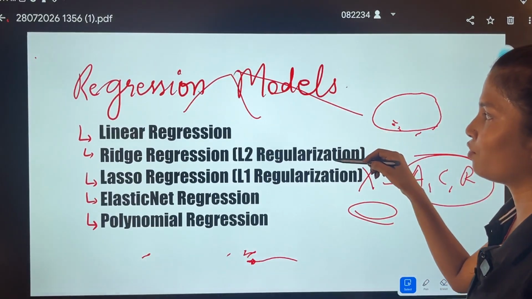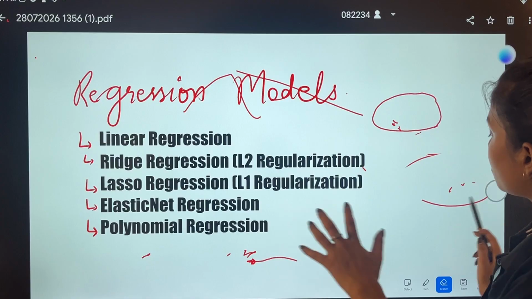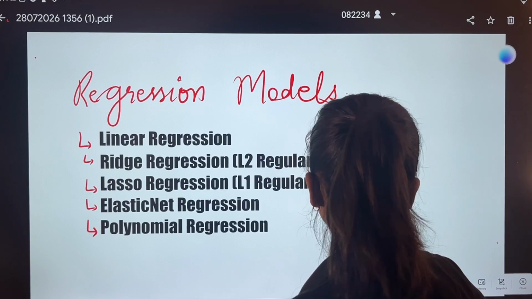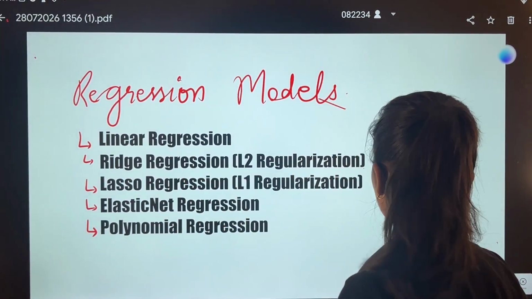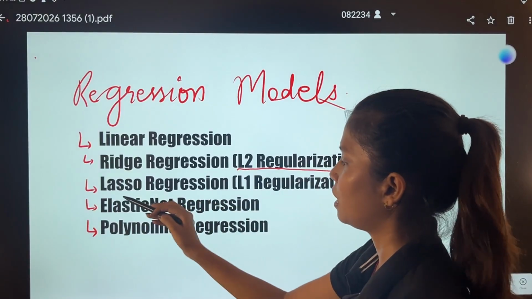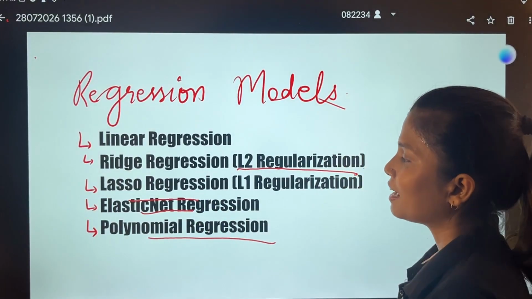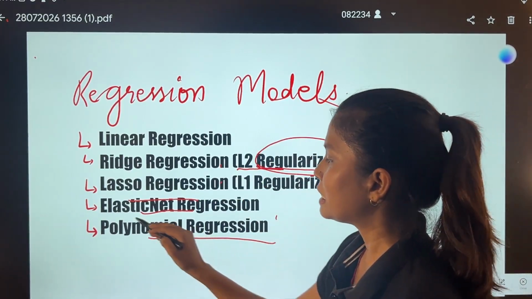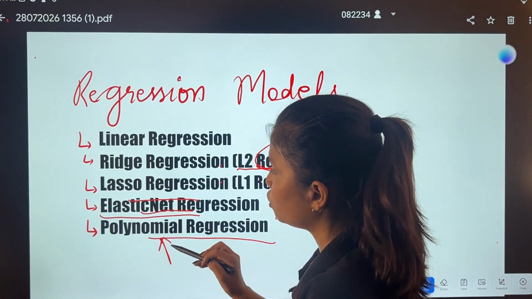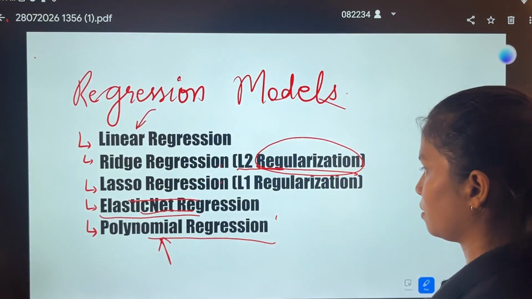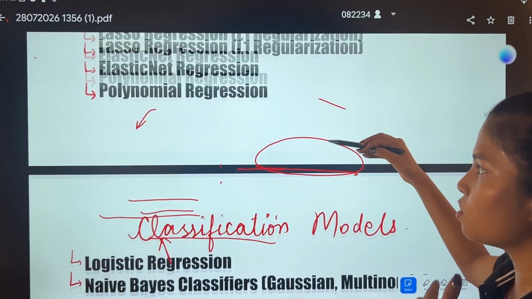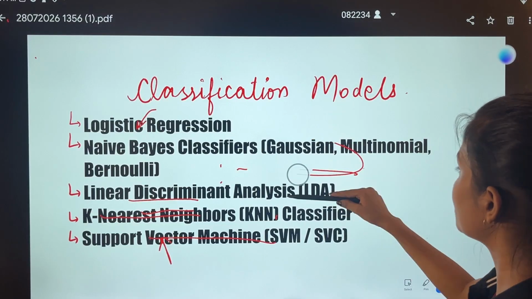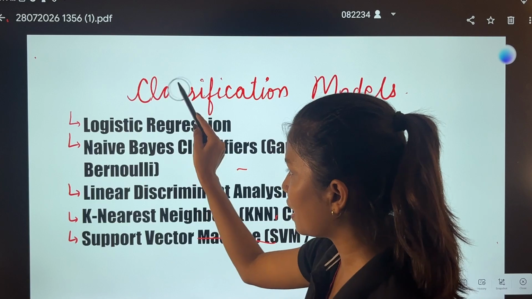This is a set of regression models which you have. There are many more, the list is huge, but for now I have displayed just 5 of them: linear regression, ridge regression, which is L2 regularization, lasso, elastic net, and polynomial. As the names suggest, ridge and lasso are based on the regularization technique. Elastic net combines them, polynomial uses a polynomial equation, and linear uses a linear equation. It is simple to understand what goes on behind the scenes within the model. As I told you, the list is huge, but I am displaying only 5 of them.